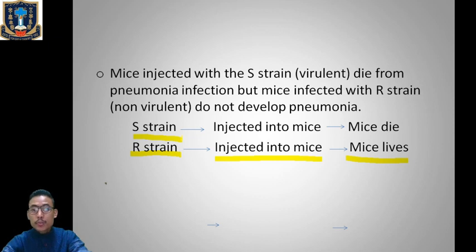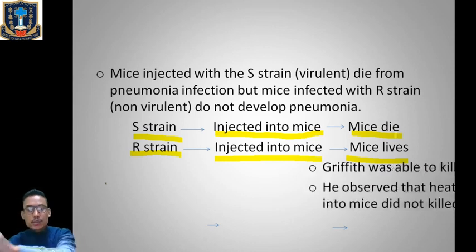They contain polysaccharide capsules which protect them from the actions of WBC. So that's why they are virulent. They will cause the disease pneumonia. So when S strain was injected into the mice, they showed the symptoms of pneumonia, and they died due to pneumonia. Clear? Now next one.